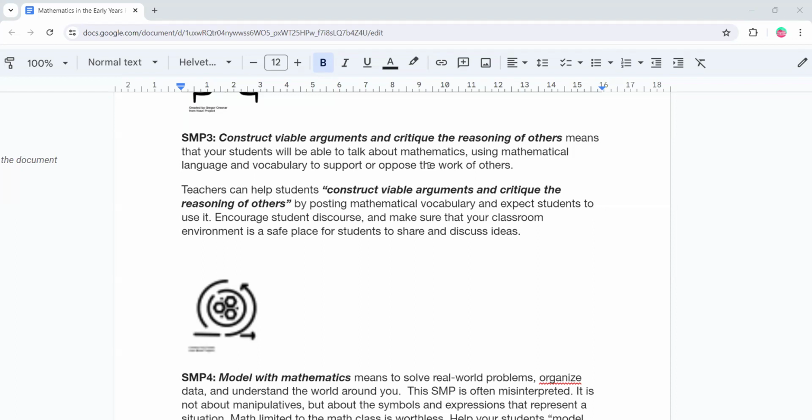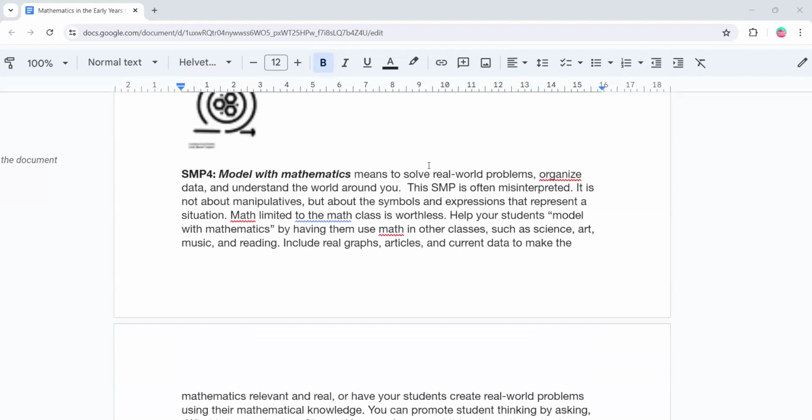The fourth standard is model with mathematics. Before that, I'll tell in brief what the third standard is. Construct viable arguments and critique the reasoning of others means that your students will be able to talk about mathematics using mathematical language and vocabulary to support or oppose the work of others. Whereas the fourth standard, model with mathematics, means to solve real world problems, organize data, and understand the world around you. That's the basic idea about that standard.